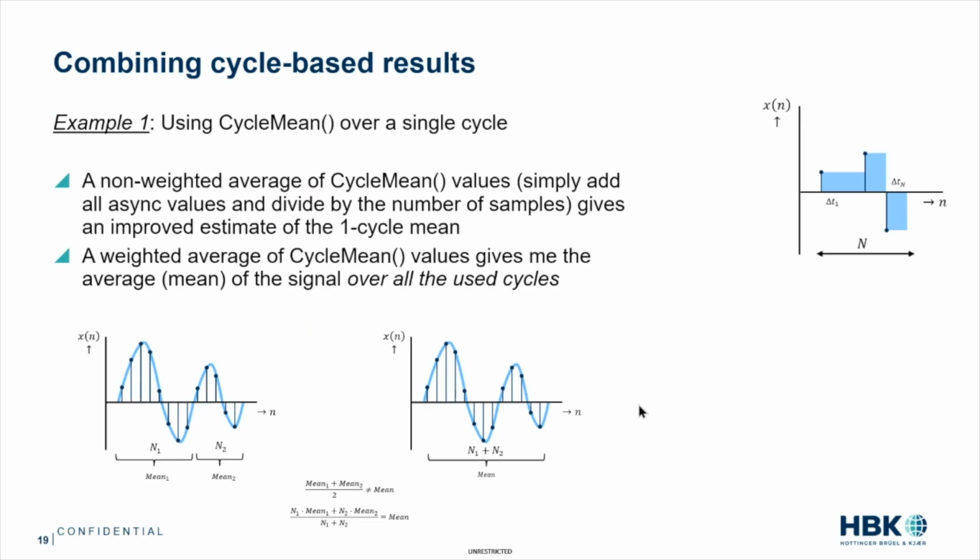So in this case, the weighted average of cycle mean still has a quite clear physical meaning. It is the mean over the whole time that I was looking. So not so much special going on in averaging cycle mean values.